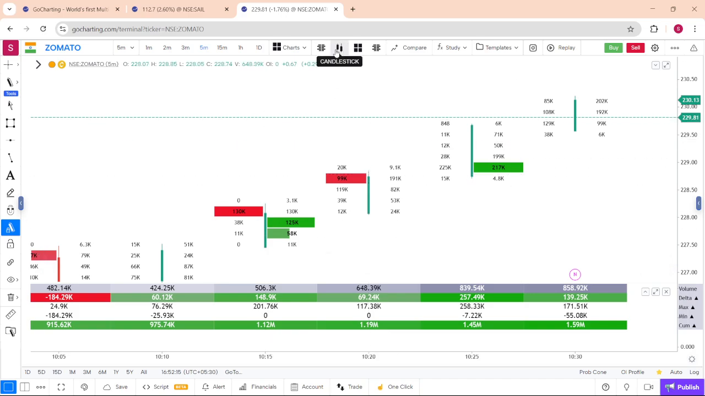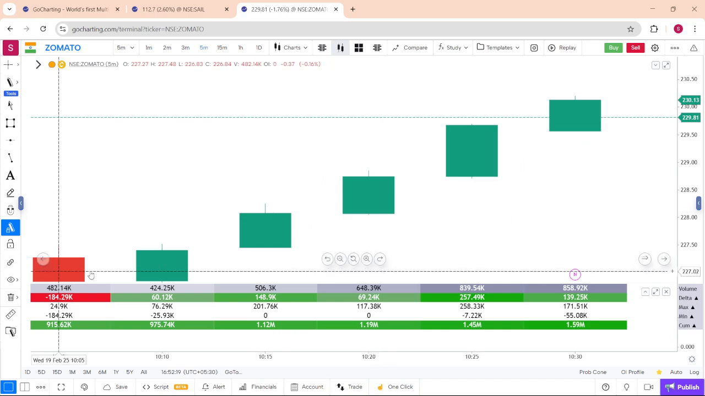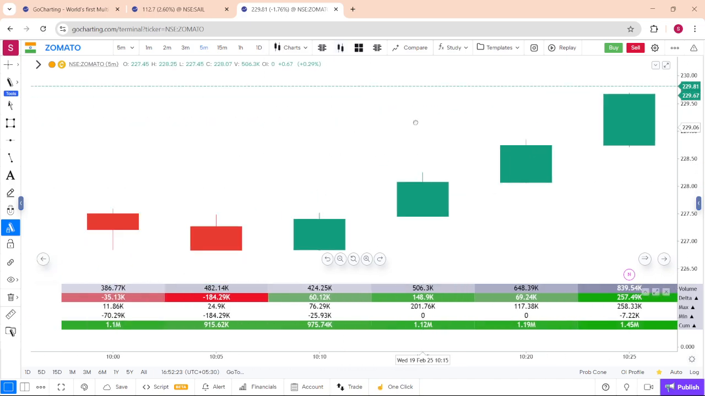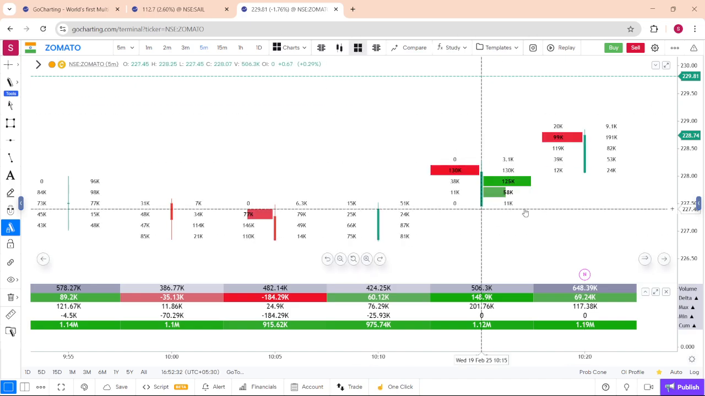And normally, a characteristic chart shows only the colors red and green. You will never be able to understand what is happening inside these candles. But if we use this chart, we can say that there is a selling imbalance over here. And this candle has broken that level. So it is a buy here, at 228.